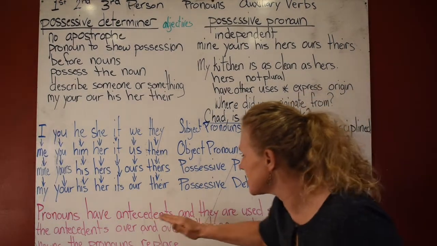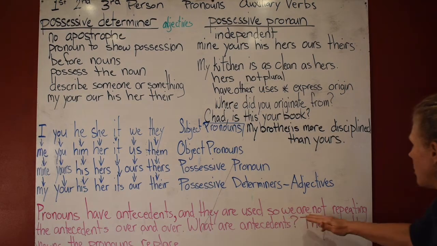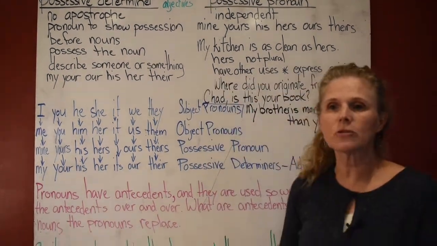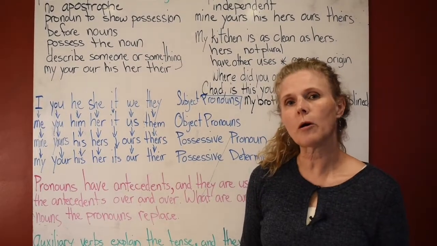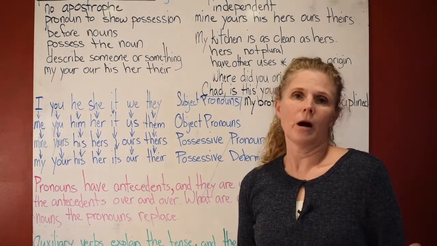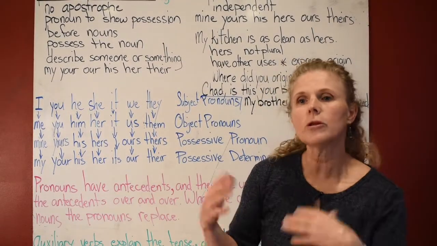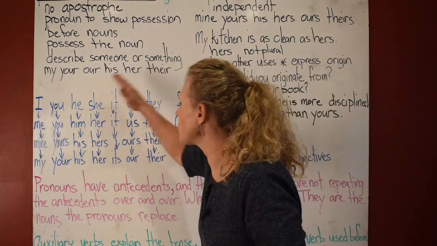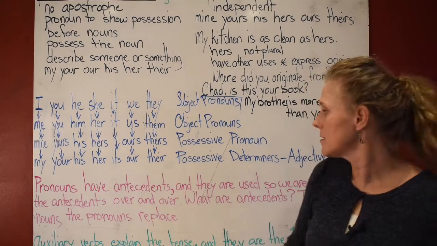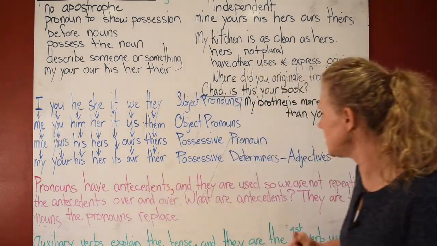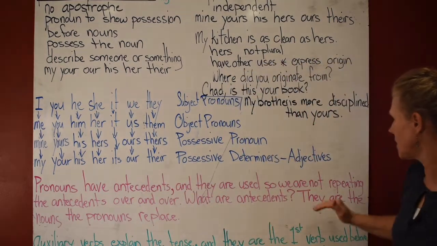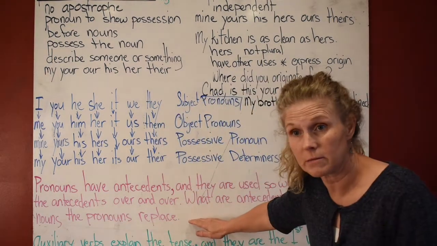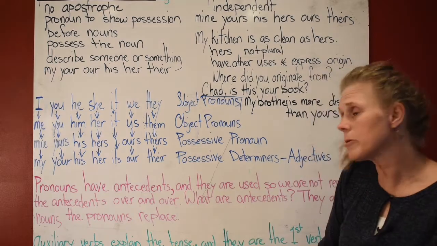Pronouns have antecedents, and they are used so we are not repeating the antecedent over and over. Doesn't it sound goofy? Paul, go to the store. Paul, pick me up some gum. Paul, you know, you don't want to keep using your noun over and over. So we're using these pronouns to replace, and those are called antecedents. What are the antecedents? They are the nouns the pronouns replace. All right? You need to remember that.